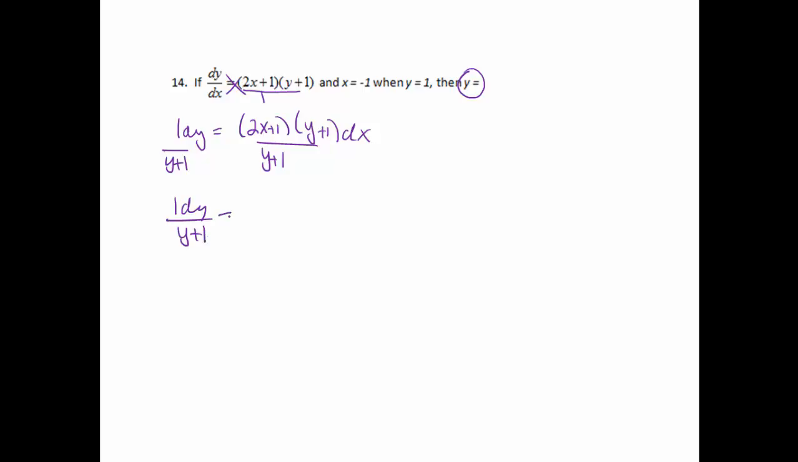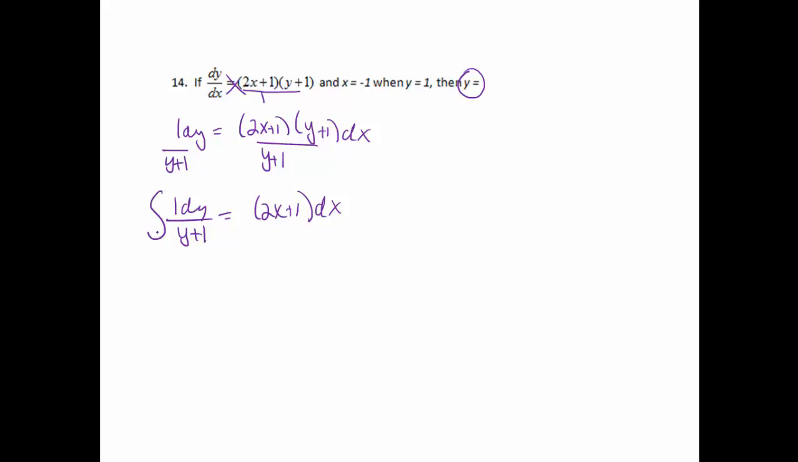Okay, number 14. If dy/dx is equal to 2x plus 1 times y plus 1, and y equals 1 when x equals negative 1, then y equals what? They're giving me the derivative and I want y, which means I want to take an integral, but before we do that, we're going to cross multiply. So I'm going to get 1 dy is equal to 2x plus 1 times y plus 1 dx. We do need to separate our variables, so I'm going to divide both sides by y plus 1. So I'm going to get 1 dy over y plus 1 is equal to 2x plus 1 dx.